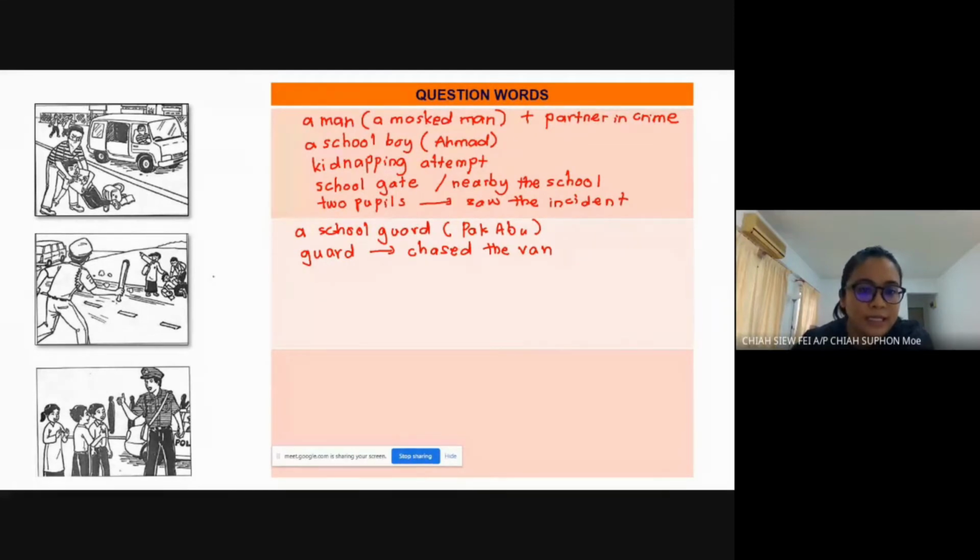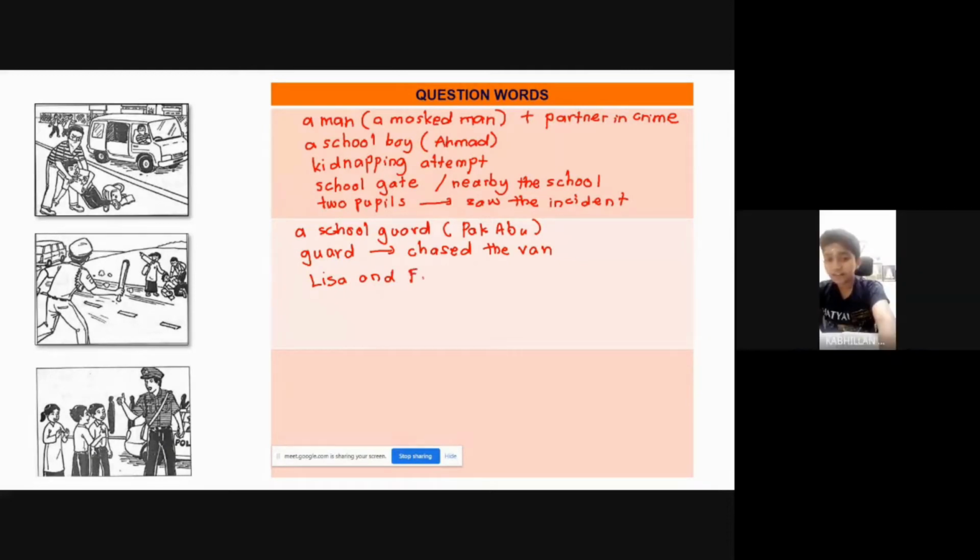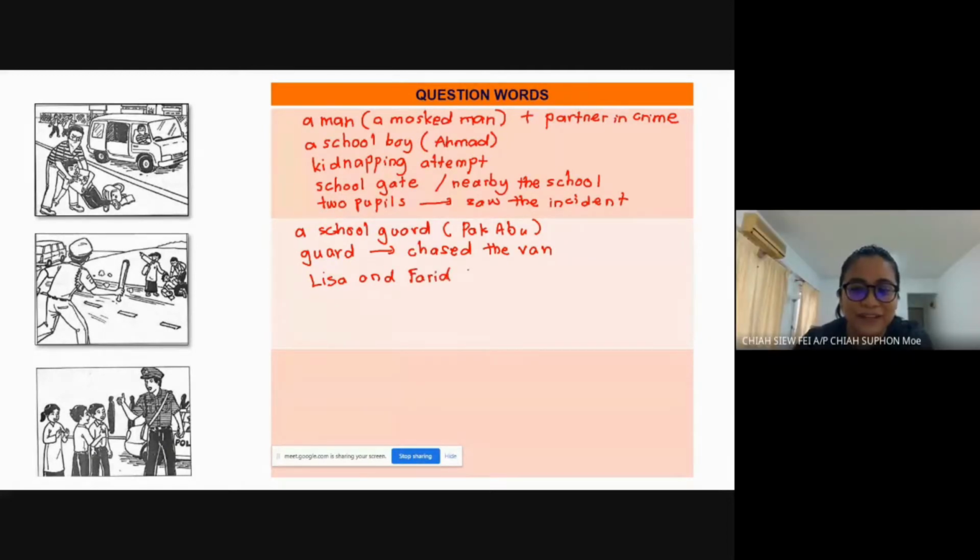And then, shall we give a name to these two pupils who are helping Ahmad? Right? Let's say I name them Lisa and Farid. Okay, so Lisa and Farid are doing what? Help Ahmad up. Okay, because now he's lying on the ground. Maybe he's traumatized. Help Ahmad up.